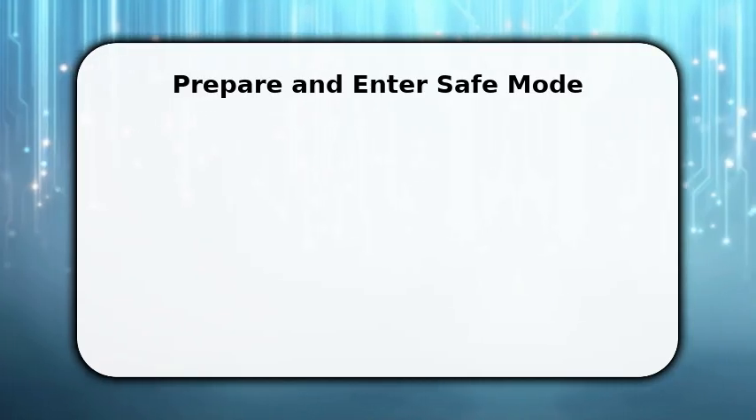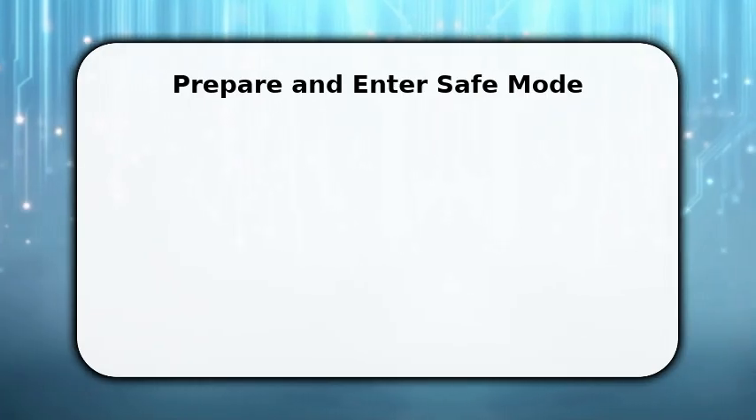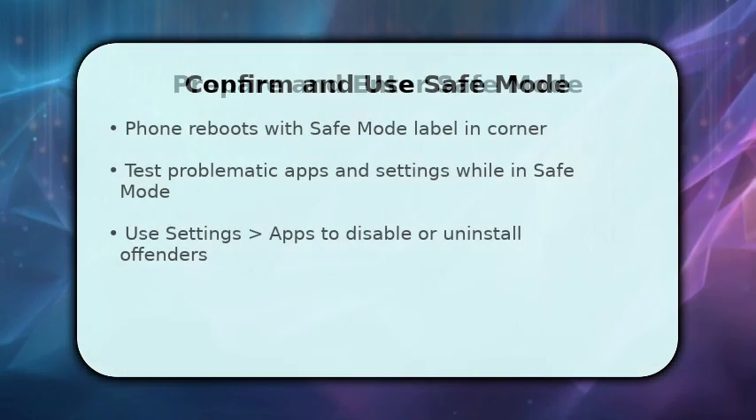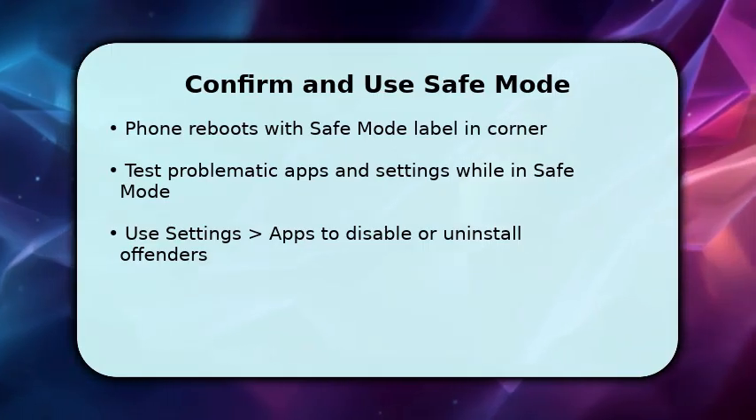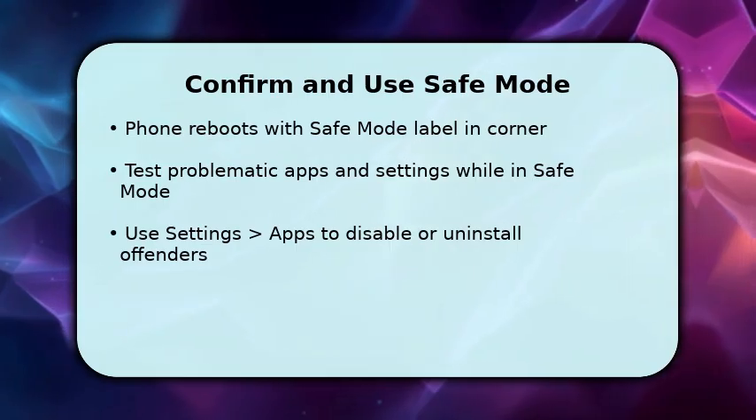Doing this prevents third-party apps from loading, so you can diagnose issues without uninstalling things blindly. Once done, the device reboots and you should see safe mode in the corner, which confirms only system apps are running. Now systematically open the apps or reproduce the issue to check whether a third-party app caused it.